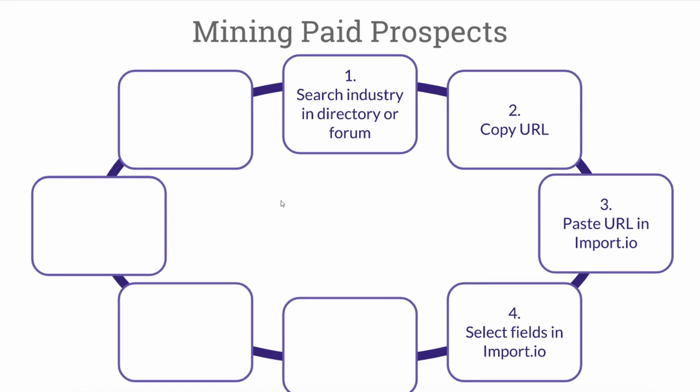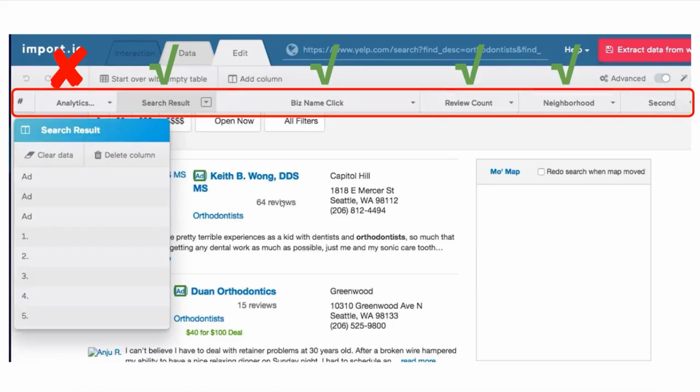So now we're on to step 4, which is where we select the fields that we want to analyze in import.io. So once you create that extractor, you'll see some tabs up here at the top. We see interaction, data, and edit. Go to that edit tab. This is where we have the ability to choose which data we want to import.